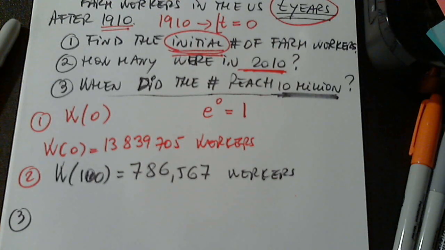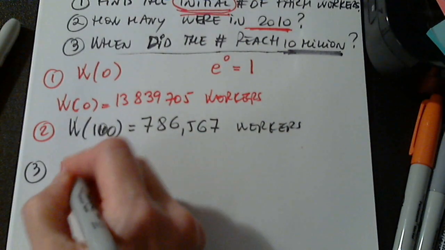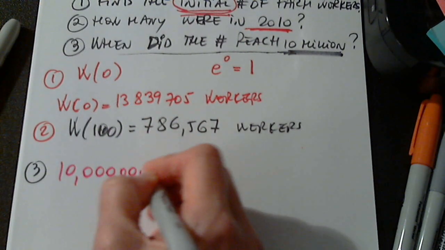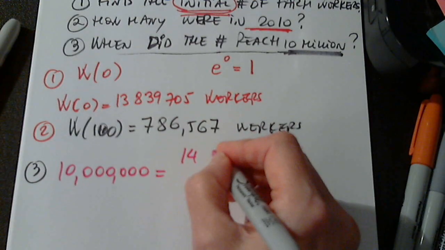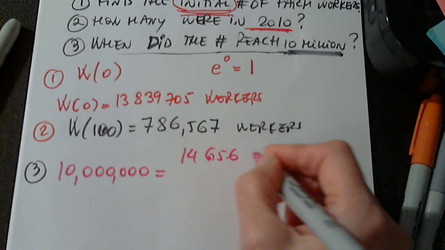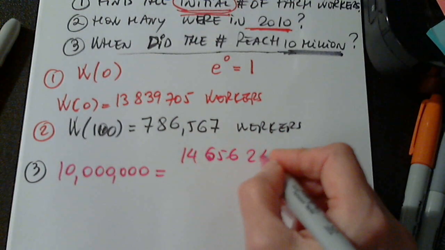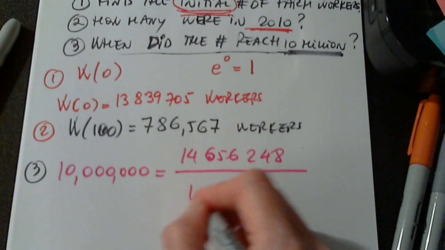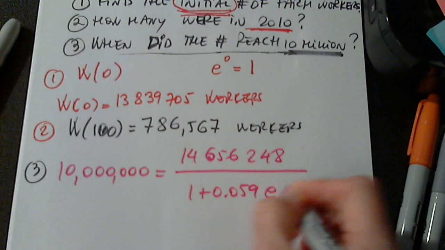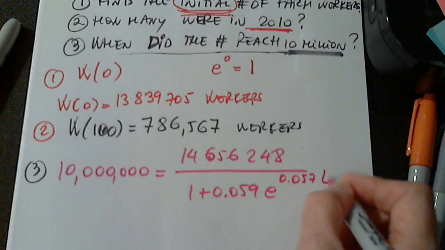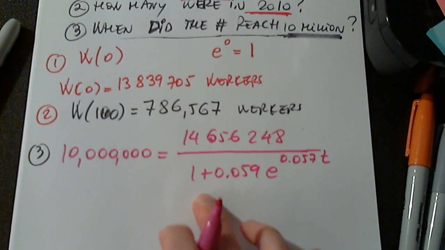Are we stuck? We set the equation to 10 million. So careful how you copy all this big number. 248 divided by 1 plus 0.059 e to 0.057t. Thank you, Tam, for saving us.